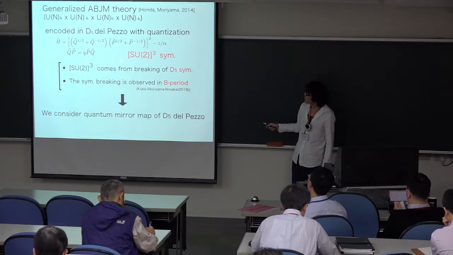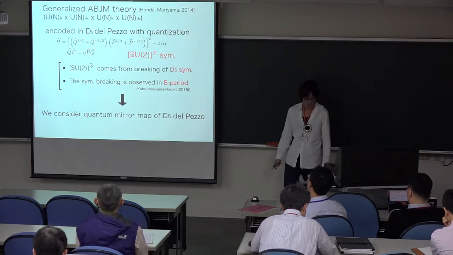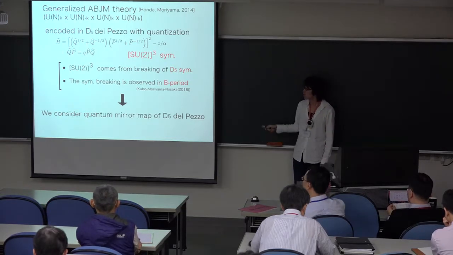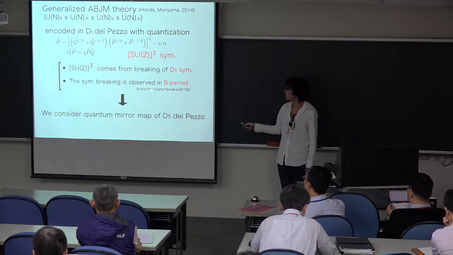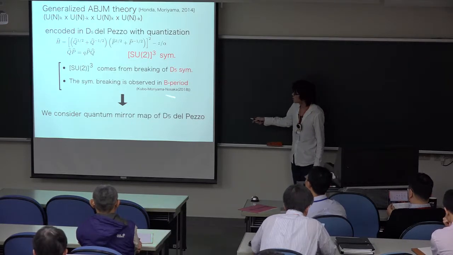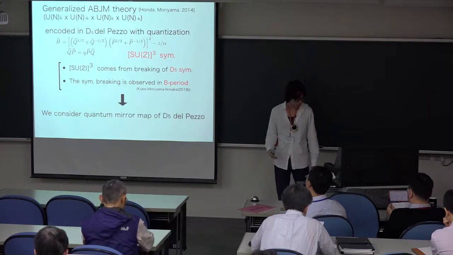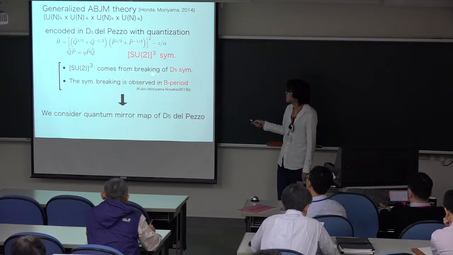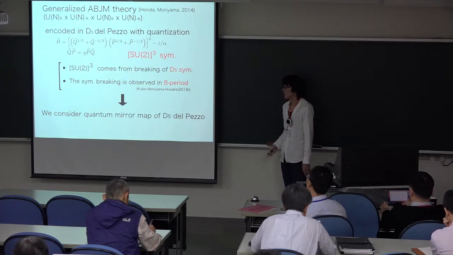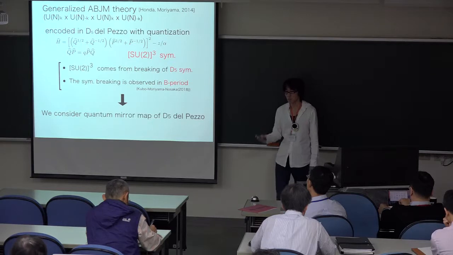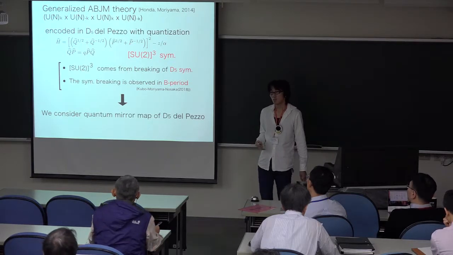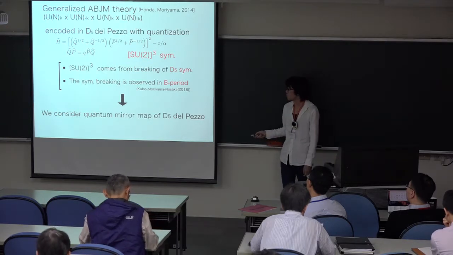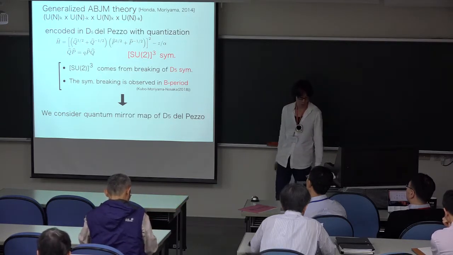This spectral curve has a cubic SU(3) symmetry, which can be understood as a breaking of the D5 symmetry. And this symmetry breaking is observed in the B period or free energy by this process. So in our study, we consider the quantum mirror map of the quantum mirror curve of the geometry having the D5 symmetry, the D5 geometry, and we check whether we can see the group theoretical structure in the A period for the D5 geometry.